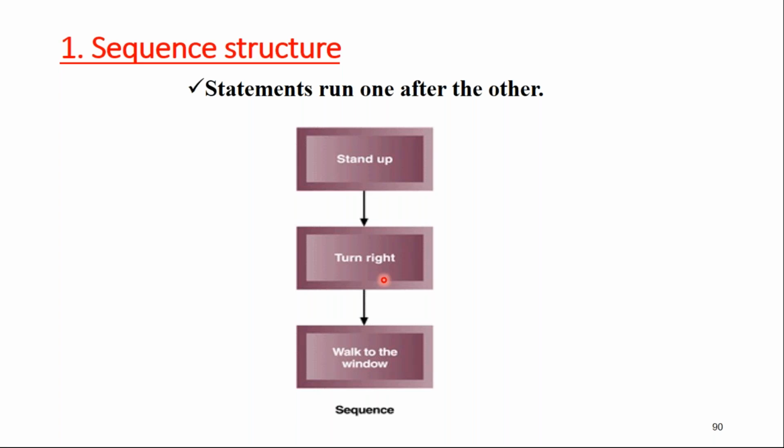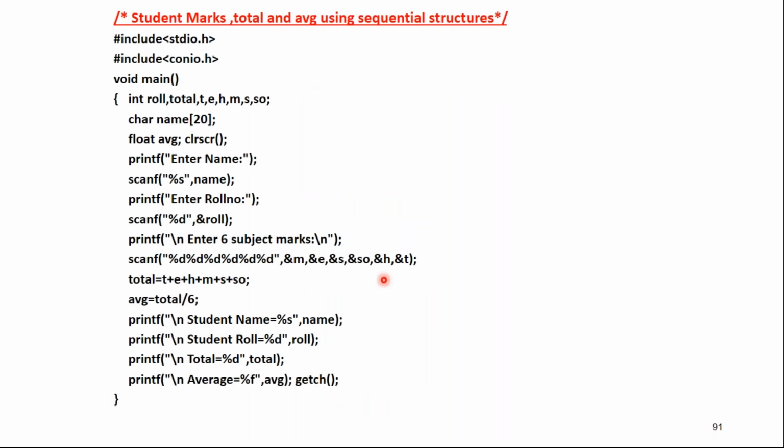Okay, if you stand and if you sit immediately, it doesn't mean that you have moved from one place to another place, right? So it doesn't satisfy the sequence of structure. It must be followed in a manner actually. That is what sequence of structure is.